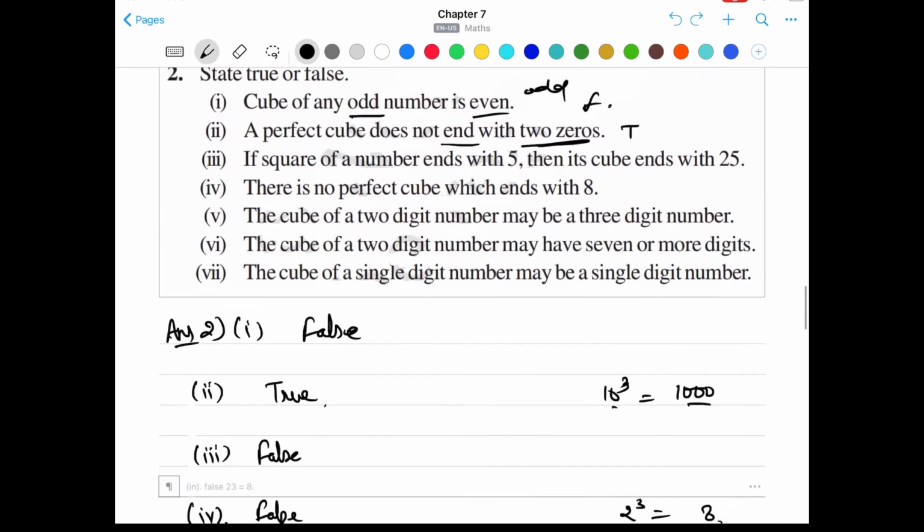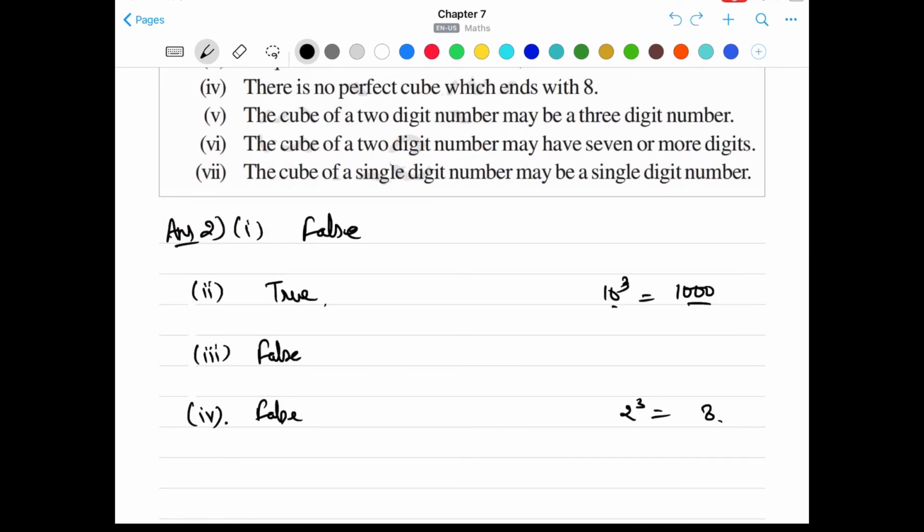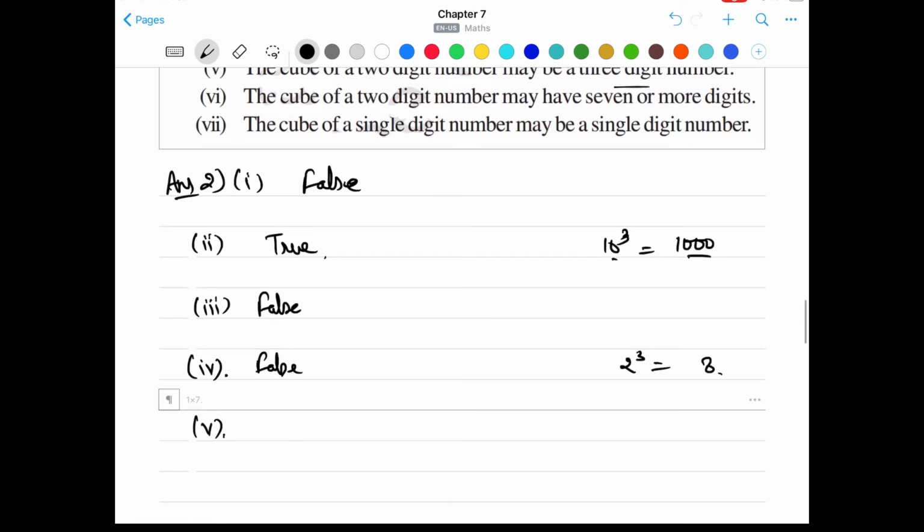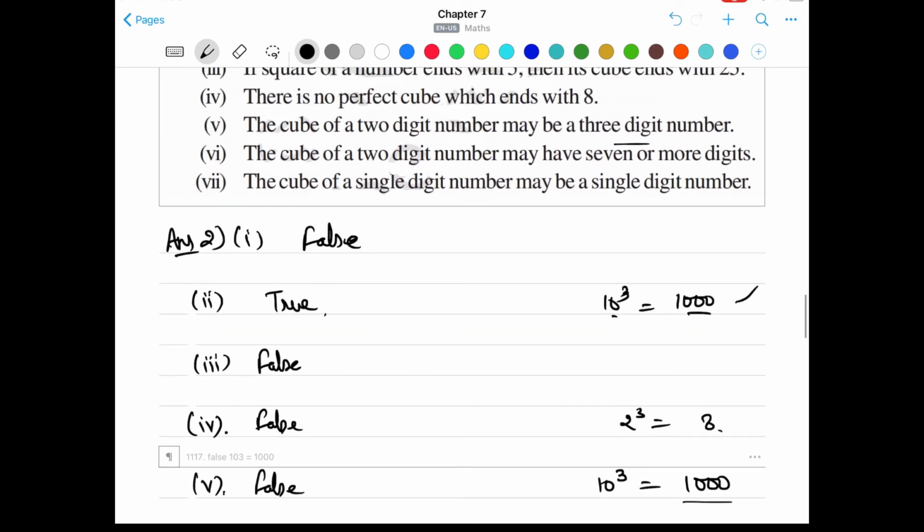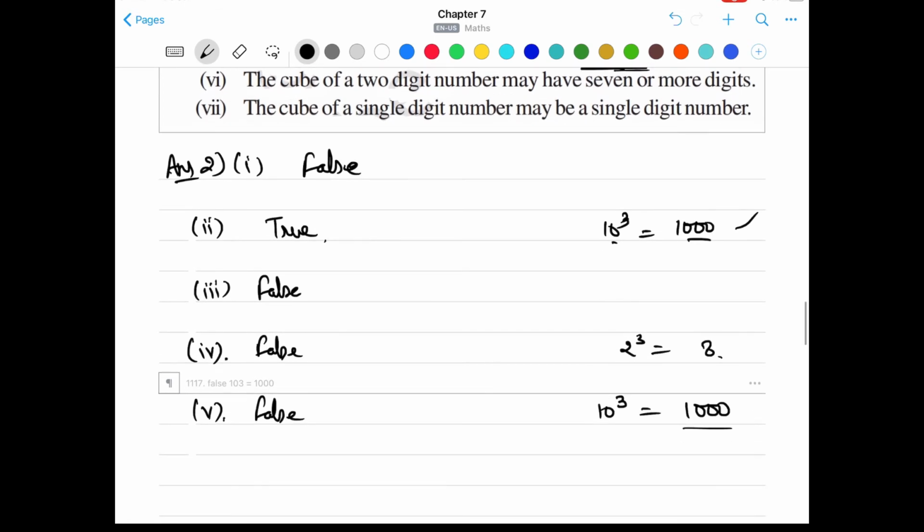Next, part 5: the cube of a 2-digit number may be a 3-digit number. This one is also false, because as you can see, we have this example. The smallest 2-digit number is 10. Before 10 we have 9, which is a 1-digit number, so 10 is the first 2-digit number. When you find its cube, that is equal to 1000. 1000 has 4 digits, it will not have 3 digits, so this one is also false.